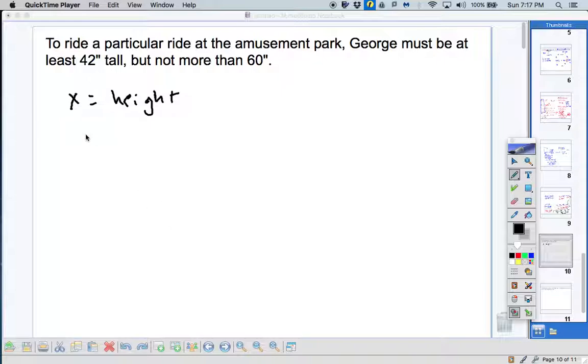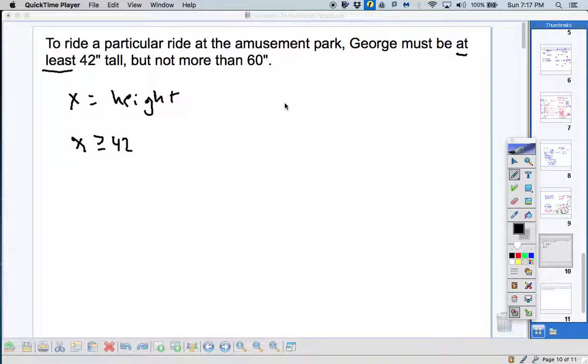So I'm going to use x to represent height. And it says that George must be at least. So at least means that's a minimum. It can be 42, but it cannot be anything less than 42. So that is saying that x is greater than or equal to 42. Because this is our minimum, and at least means it's either going to be that or bigger. That's what that word at least means.